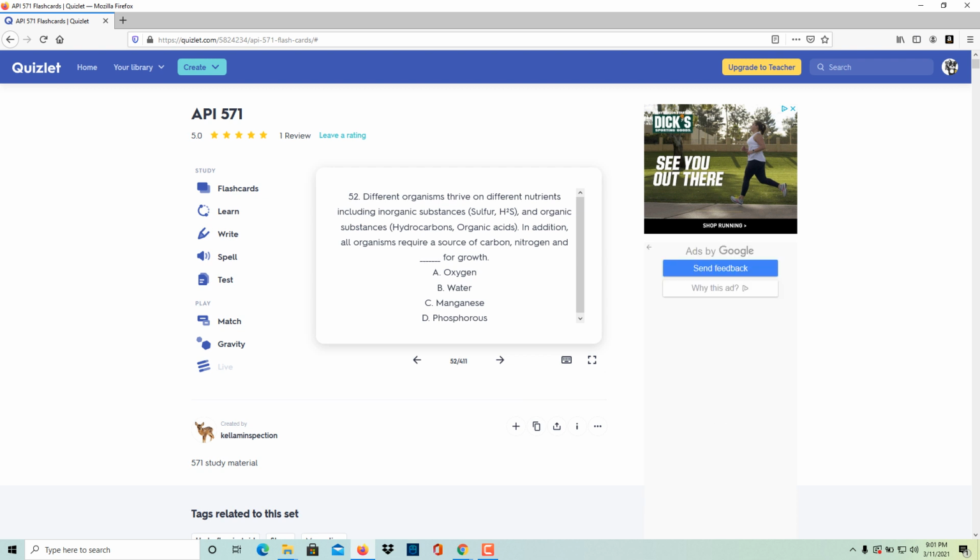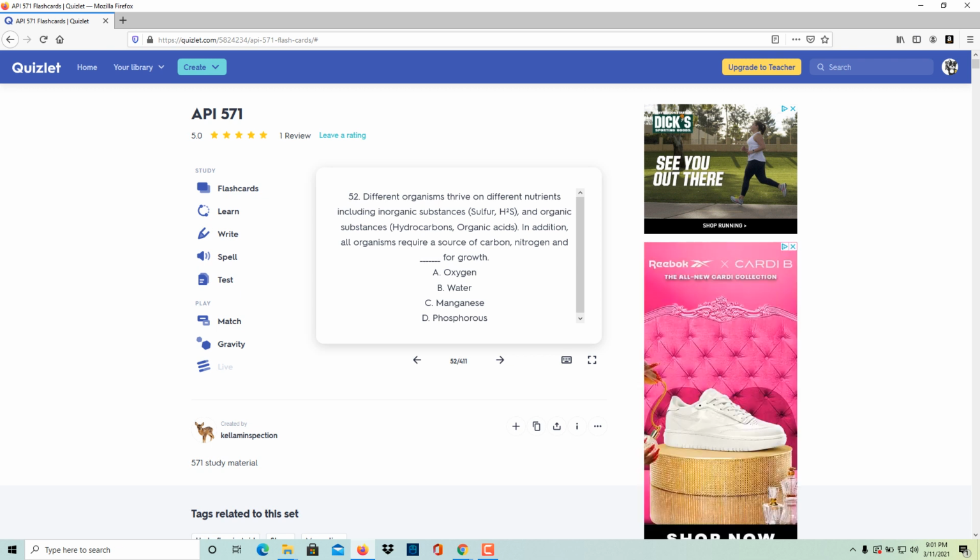52. Okay. Different organisms thrive on different nutrients, including organic substances. Sulfur, H2S, and organic substances, hydrocarbons, organic acids. In addition, all organisms require a source of carbon, nitrogen, and what for growth? Phosphorus, or is it oxygen? Carbon, nitrogen. Okay, I think it's phosphorus. D. Because anaerobic organisms don't need oxygen, so they always need phosphorus.